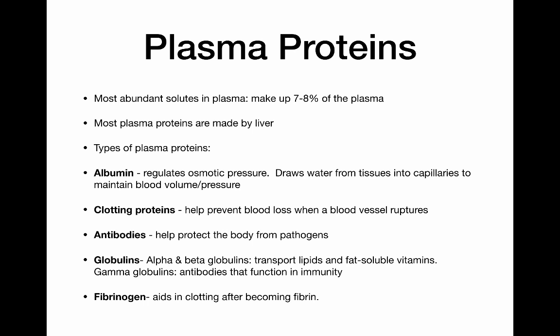The reason albumin is really important is because it regulates osmotic pressure. It basically pulls water from our tissues into our capillaries, and helps us to maintain blood volume and pressure. The reason protein will draw water into the capillary, specifically the venous end of the capillary, is that if you remember from our molecular motion talk early on in the semester, water will always move towards the higher solute concentration.